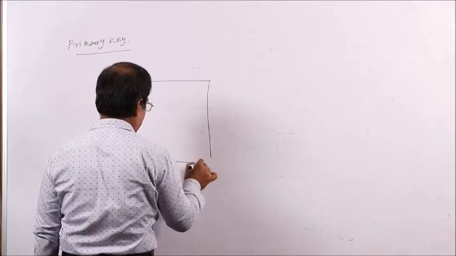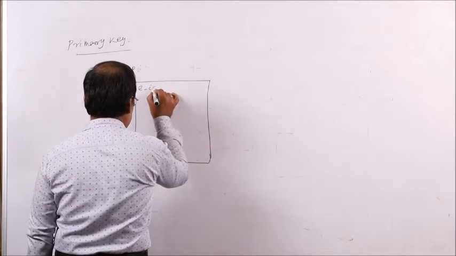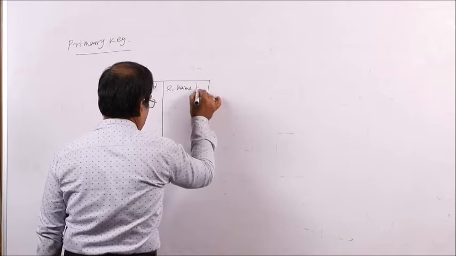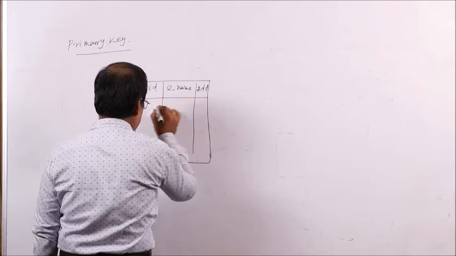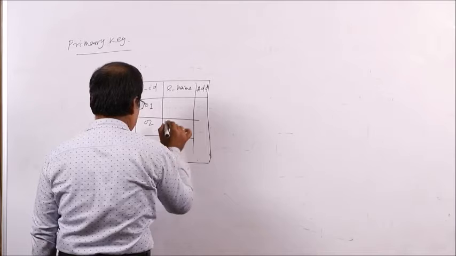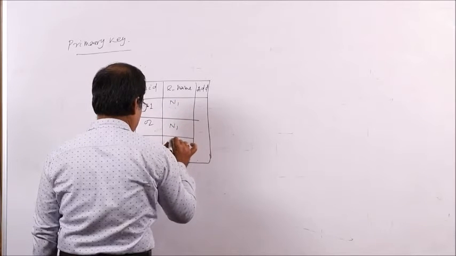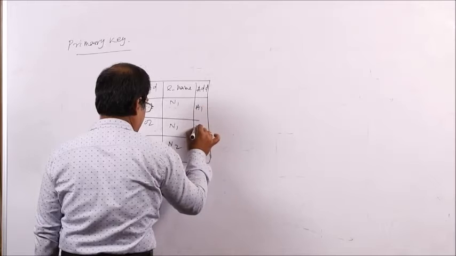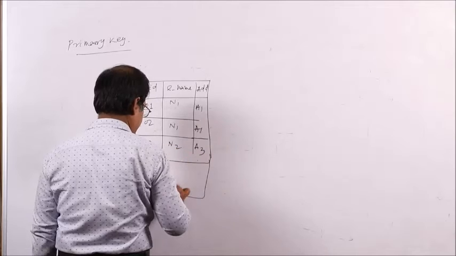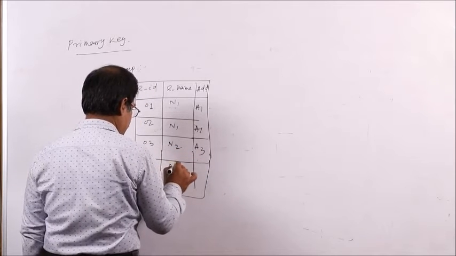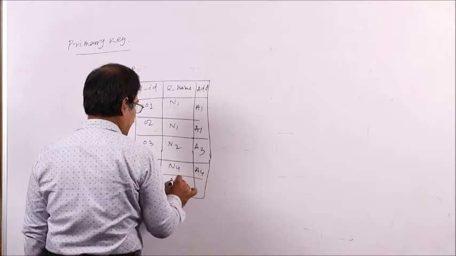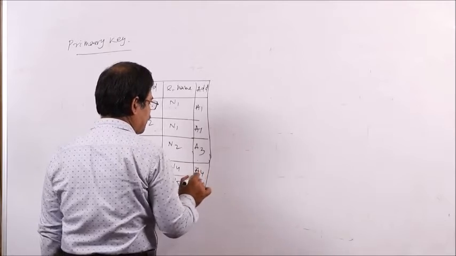The employee table has employee ID, employee name, and address. The rows are 01, N1, A1; 02, N2, A2; 03, N3, A3; 04, N4, A4; and 05, N5, A5.